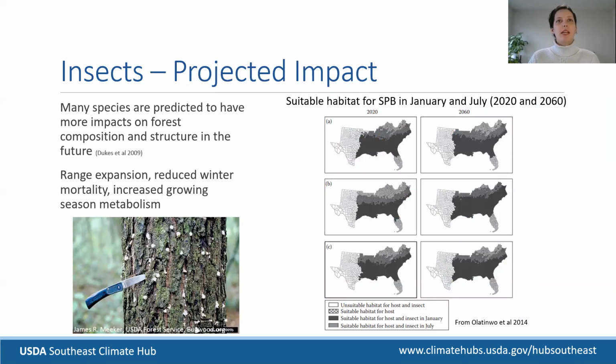Insects can change forest composition and structure in unique ways, because unlike abiotic disturbances, they often favor specific tree species, so only those specific species experience direct mortality.